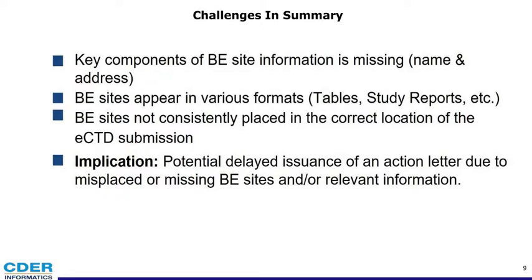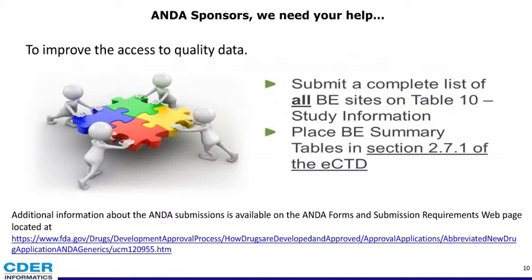So potentially, if we cannot identify the BE site, the inspection cannot be on time. Ideally, the review session will get delayed or something gets postponed.